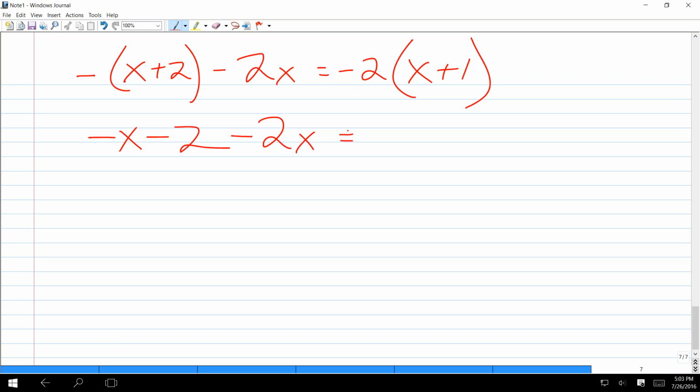And then how about on the right side? It's going to be a negative 2. Wait, sorry, no. Negative 2x. Okay. Negative 2x minus 2. Perfect. Now what's the next thing to do?